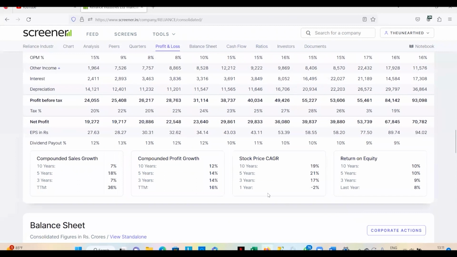And apart from that, sales growth, you can look at 10-year sales growth, 5-year sales growth. Three years it was not great in terms of sales, but for the last TTM, the trailing four quarters, it has gone up 36%. That's a good thing too. But this is normally the sole criterion to look into any stock. Profit growth is pretty fine.